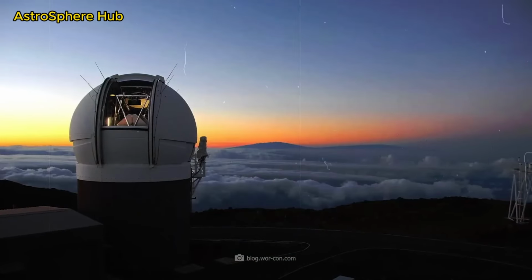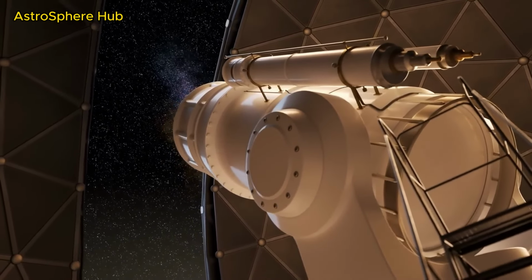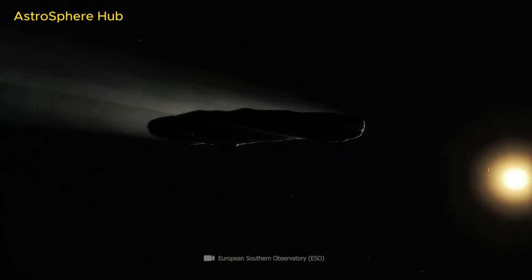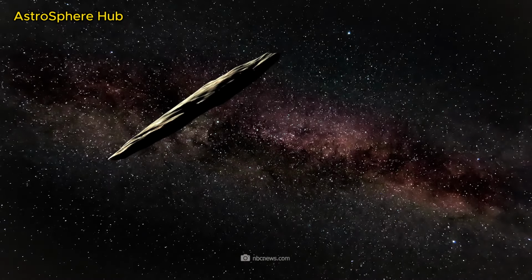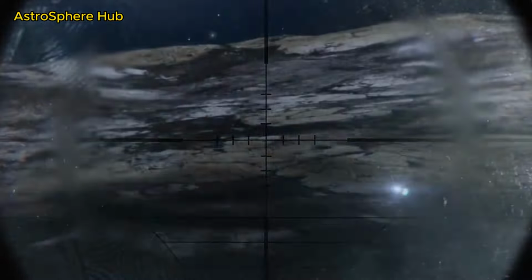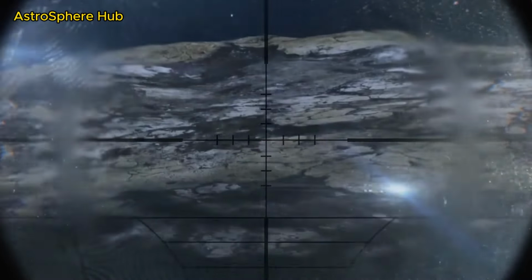On October 19, 2017, in the quiet of space far from the bustling activity of our blue planet, a telescope in Hawaii picked up a faint flicker. This was no ordinary celestial body. It was Oumuamua, the first known interstellar object to visit our solar system.